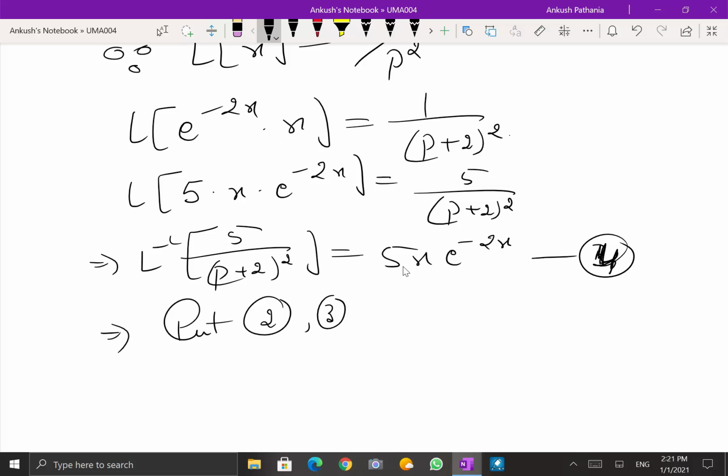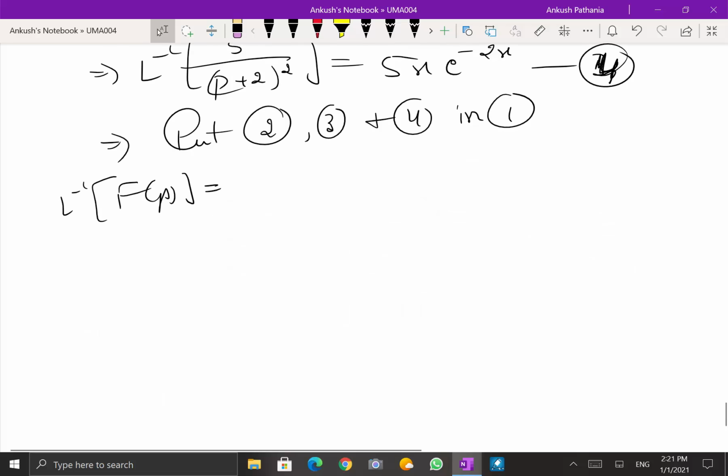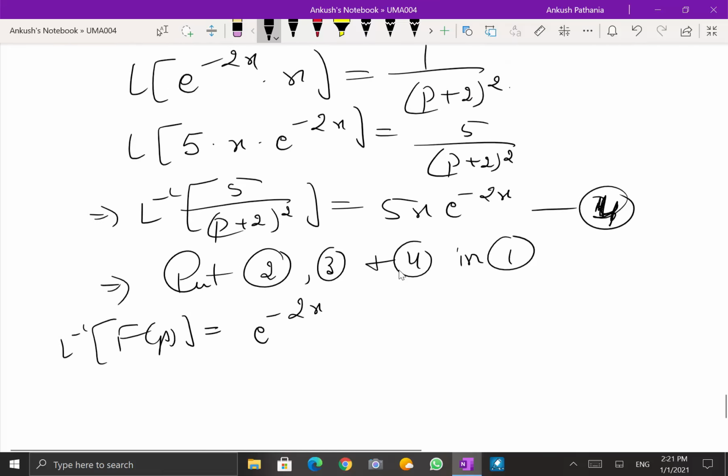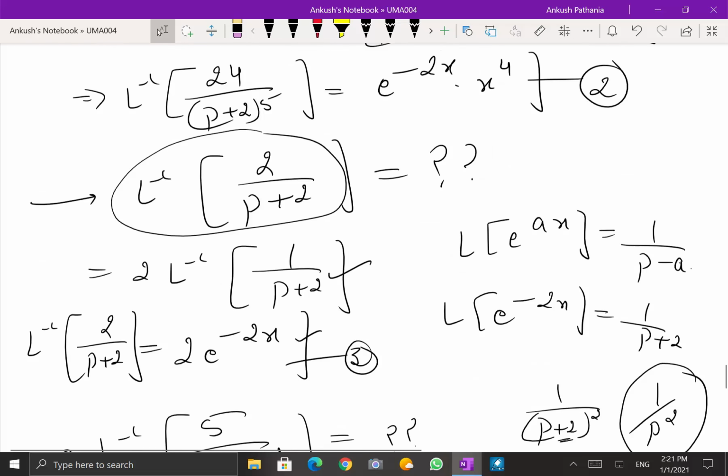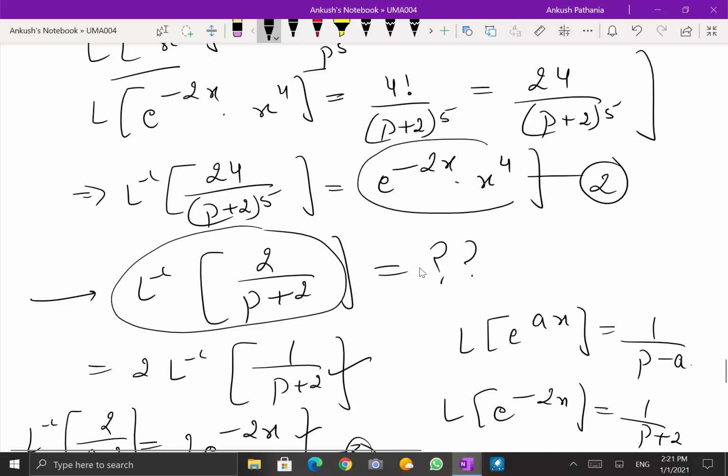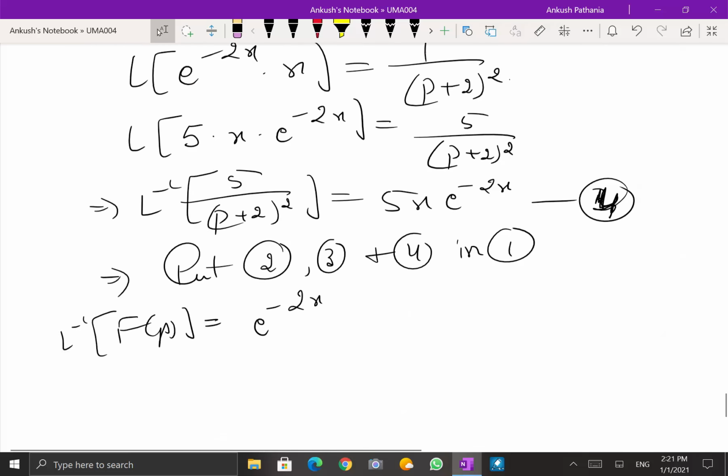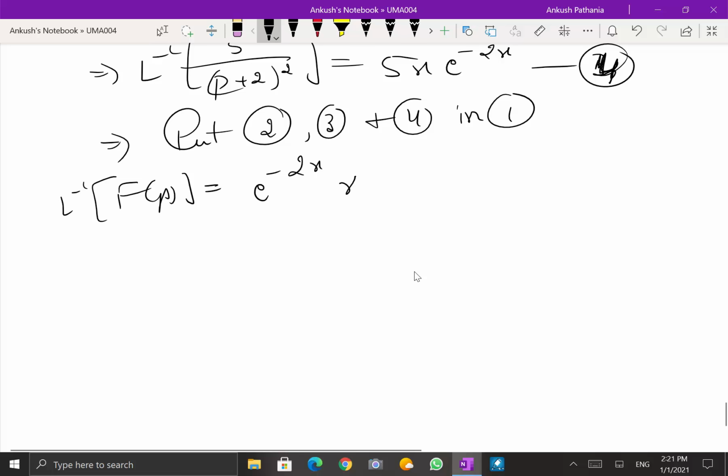Put 2, 3 and 4 in 1, we get the Laplace inverse of f(p) is equal to, so we got here the formula as this one. For the first term we got e raised to minus 2x times x raised to power 4. Then for the second term we got 2 times e raised to minus 2x, and for the third term we got e raised to minus 2x dot x.